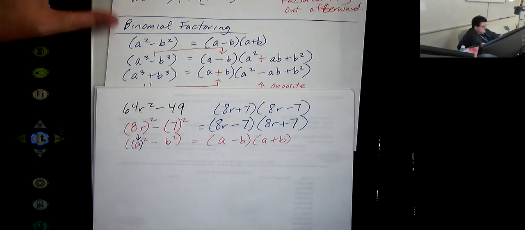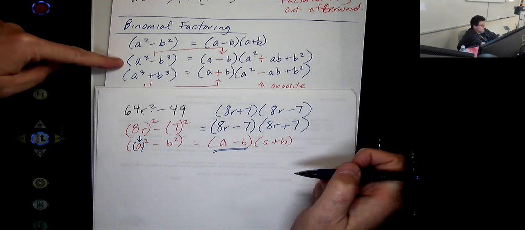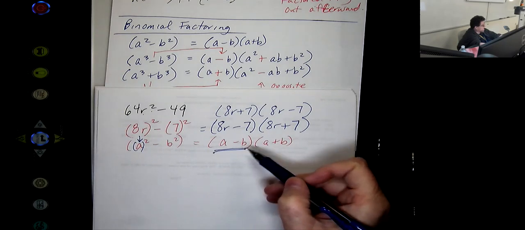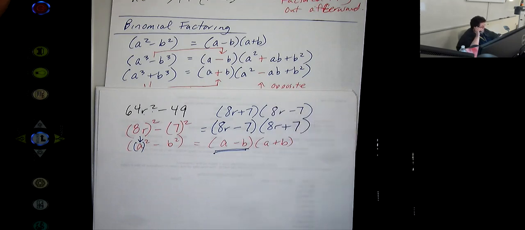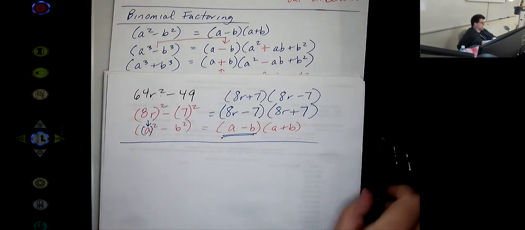The reason I tend to teach it like this, with the a minus b first, is because it matches the idea with the cubes. Whatever sign's in here should be the sign in the first thing. But on this one, it doesn't matter. These two come to the same value. Sometimes you get lucky and they're simple.